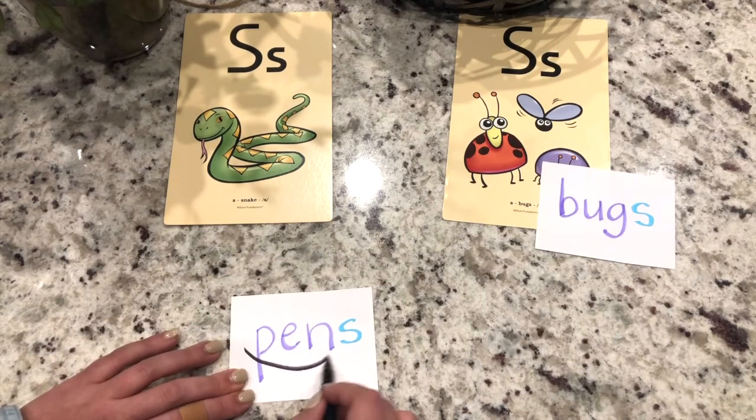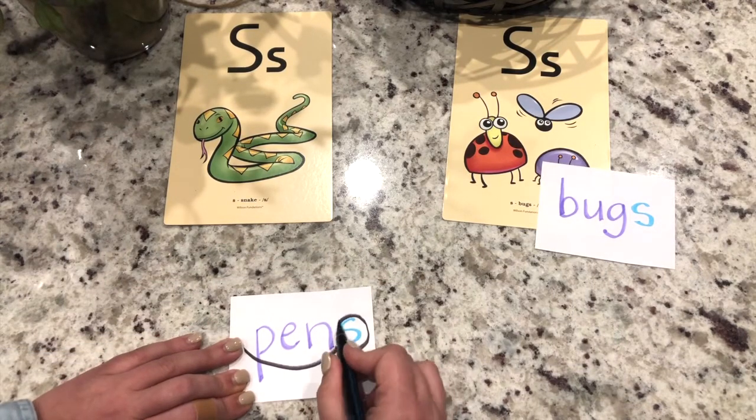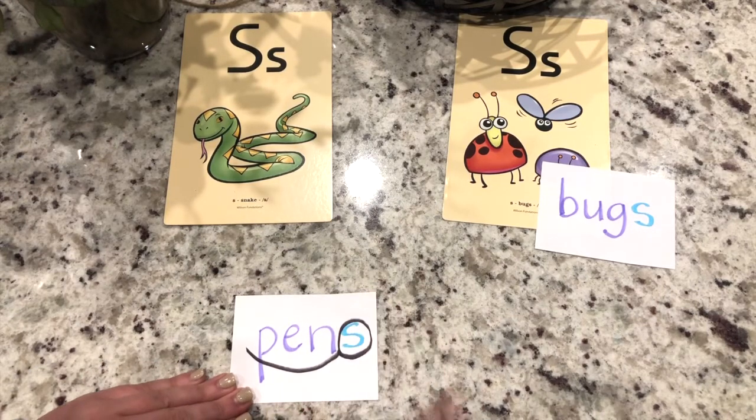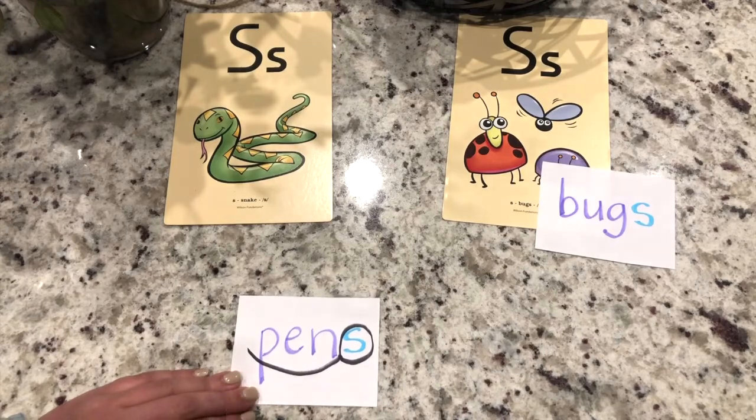The base word is pen. We circle the suffix s. Without the s, I only have one pen. With the s, it is plural. There's more than one.